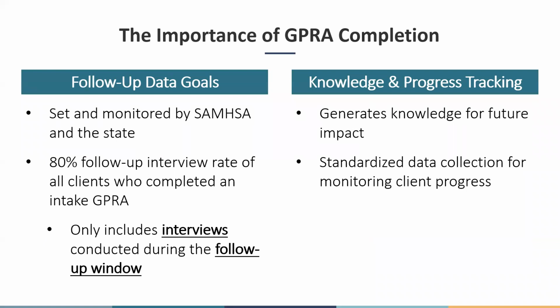On the left side there, we have follow-up data goals, which are set and monitored by SAMHSA and the state. The 80% SAMHSA follow-up rate only includes clients who were interviewed, not administrative follow-ups. We'll explain more about the difference between these 2 types of follow-ups later in the training, but administrative follow-ups should still be used if you can't get in contact with a client. These follow-up data collection goals are at a statewide level, not at the CSB level. However, Omni provides your CSB or agency with the number of interview follow-ups you are reaching each month in a report.